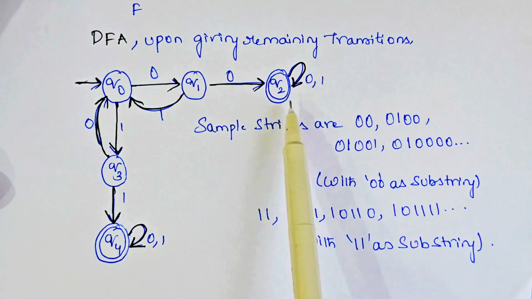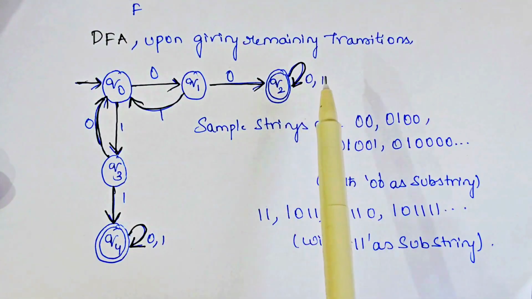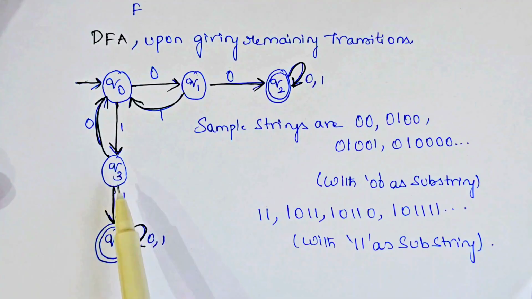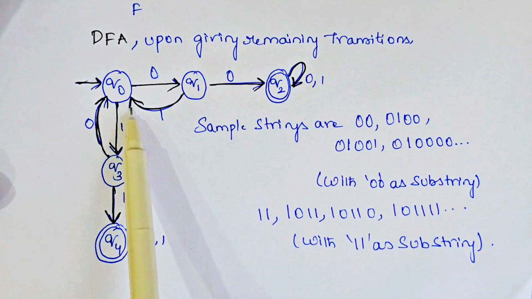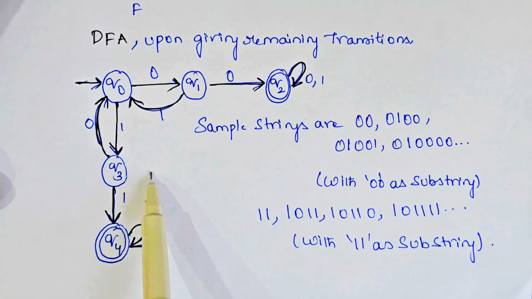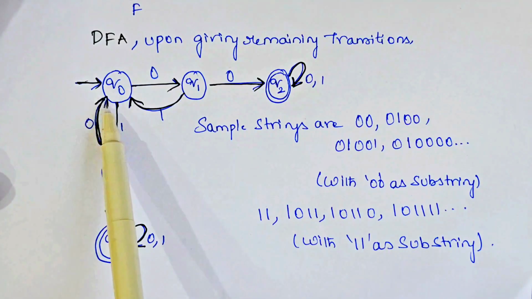So Q2 on 0, 1 can be connected to the same state, because after 00 we can have any number of zeros or ones. In this path, Q0 on 1 is completed, Q3 on 1 is completed. Here Q3 on 0 can be connected back to the Q0 state, because here 11 is the substring. Q3 on 0 cannot be connected to Q3, and Q3 on 0 cannot be connected to Q4. So Q3 on 0 should be connected only to the Q0 state.